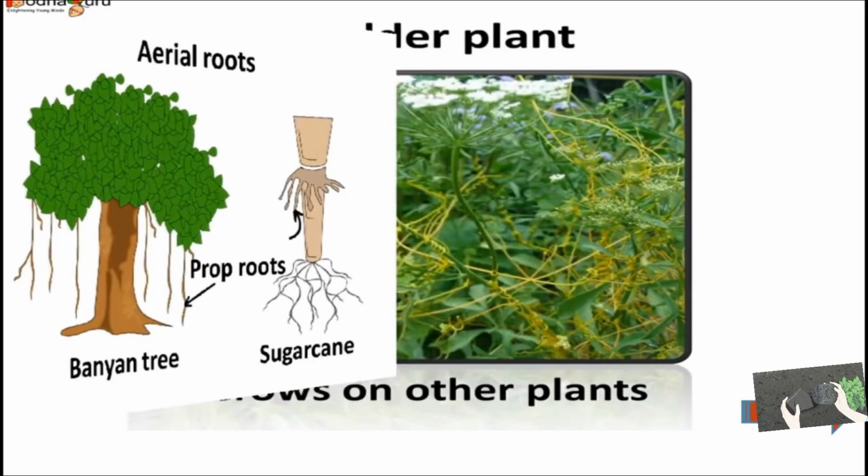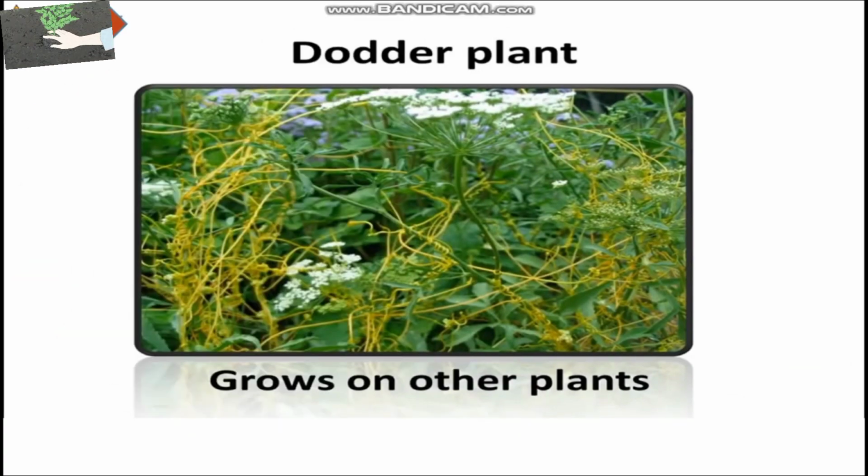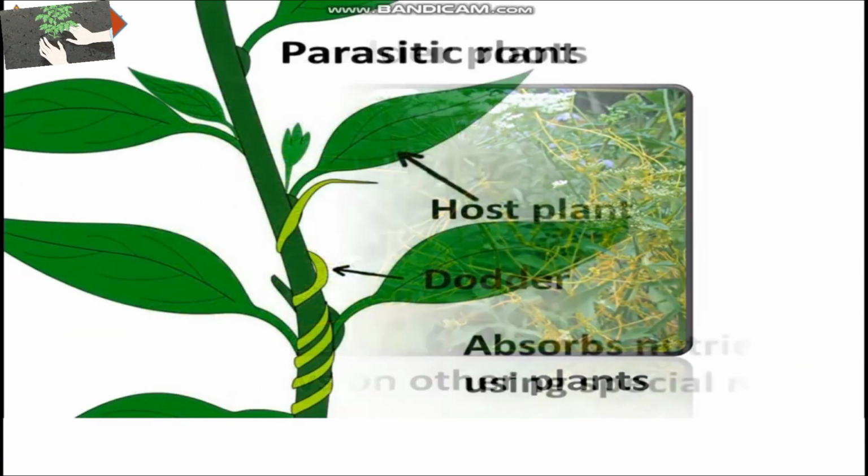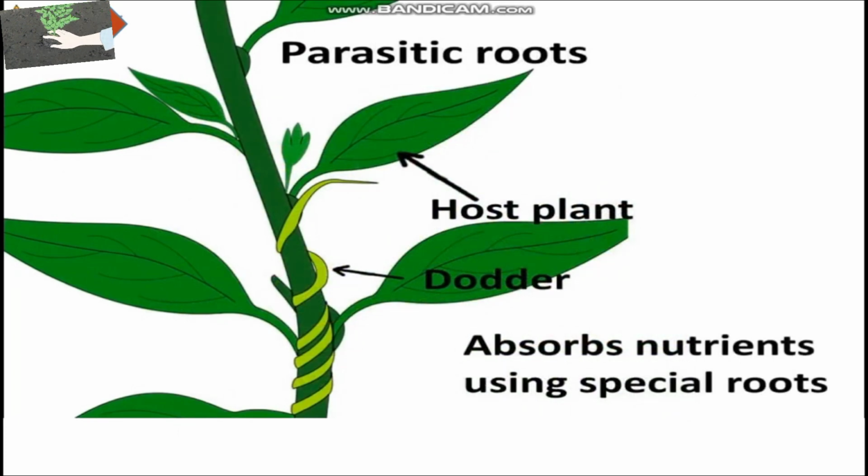A few plants like dodder grow on other plants. The dodder plant absorbs nutrition from the host plant using a special type of root which grows from the stem. These are called parasitic roots.